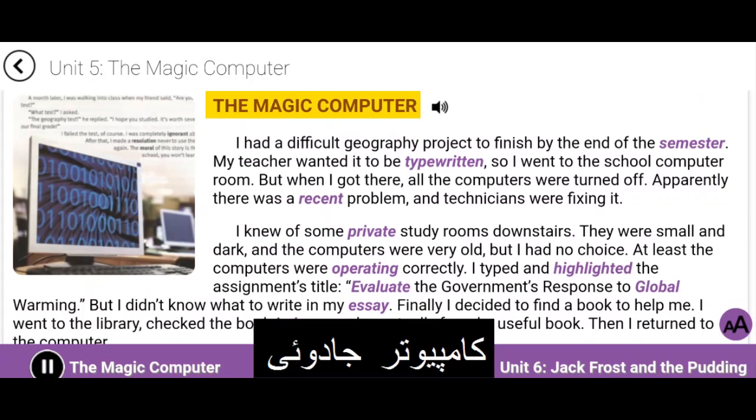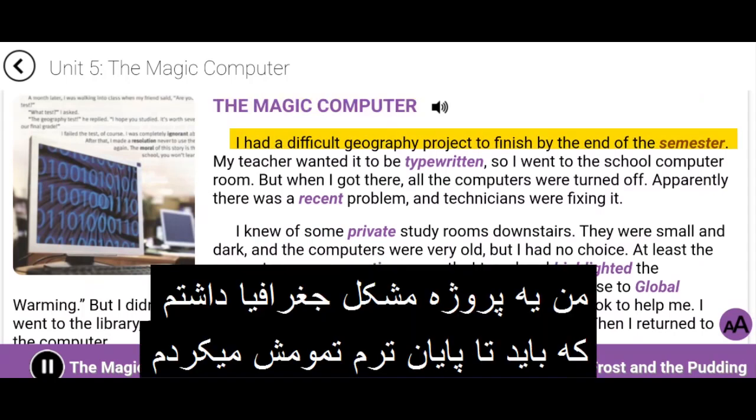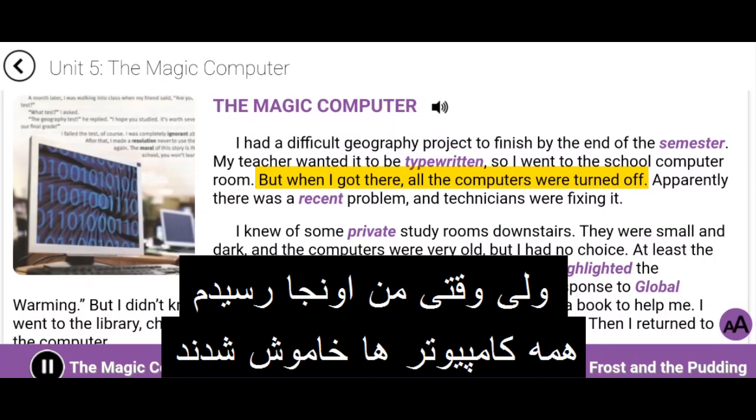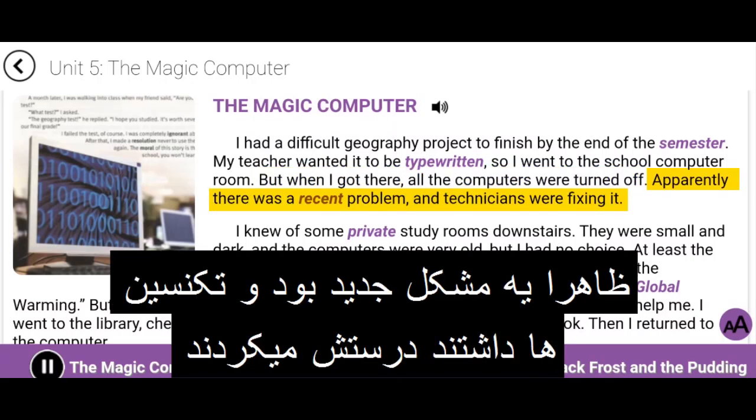The magic computer. I had a difficult geography project to finish by the end of the semester. My teacher wanted it to be typewritten, so I went to the school computer room. But when I got there, all the computers were turned off. Apparently, there was a recent problem and technicians were fixing it.